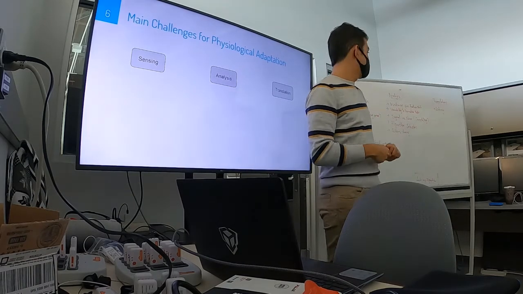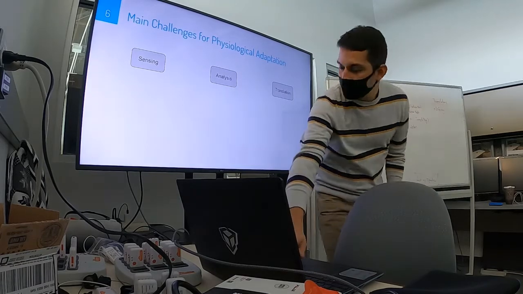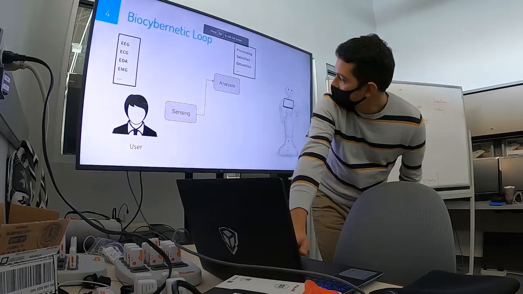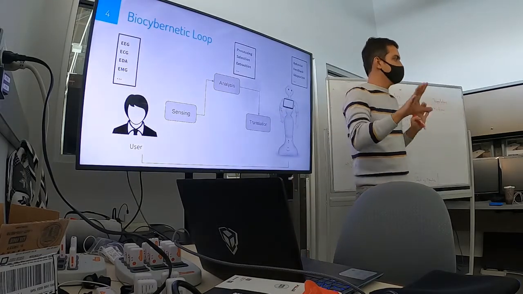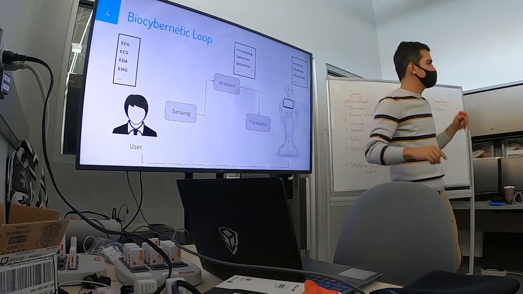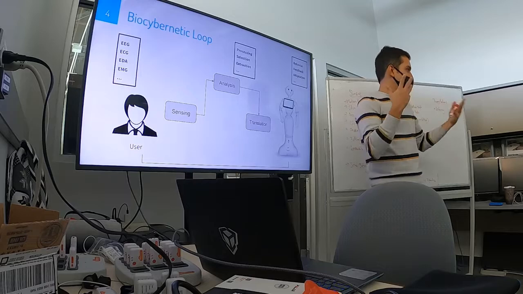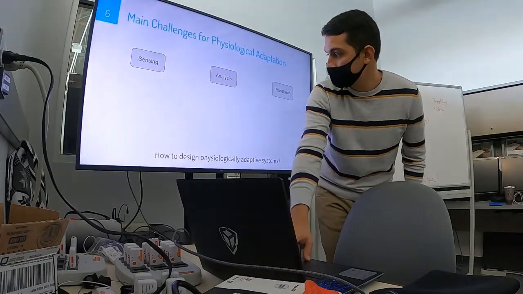When you say translation, what does it mean? We were talking about closing the loop, so giving the feedback back to the user. Okay, this third stage, in which we already know this person is stressed. What do we do? How can we translate that into an actionable action in the system? That would be the translation side.